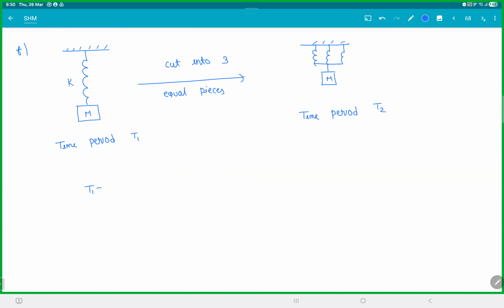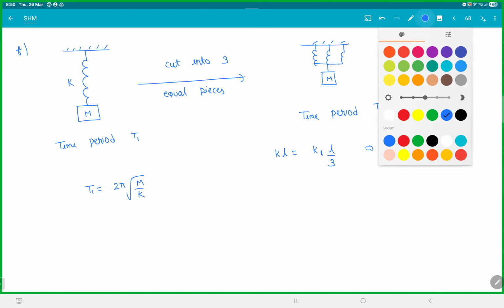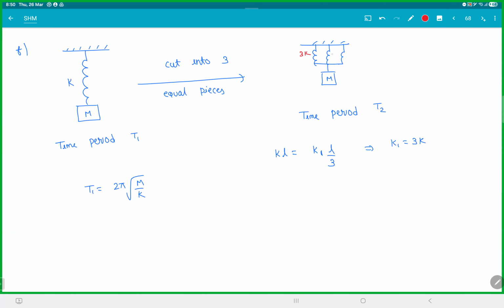So here the time period t1 is 2 pi root over m by k. When you cut the spring, k into L must be equal to the new spring k1 into L by 3. So the spring constant becomes 3k. Each spring will have a spring constant of 3k. When you cut it, the spring constant increases, and then you kept it in parallel. So the time period t2 will be 2 pi root over m by 9k. So t1 by t2 is equal to 3. Be careful, it will become 3 times into again 3 times. Clear with this?